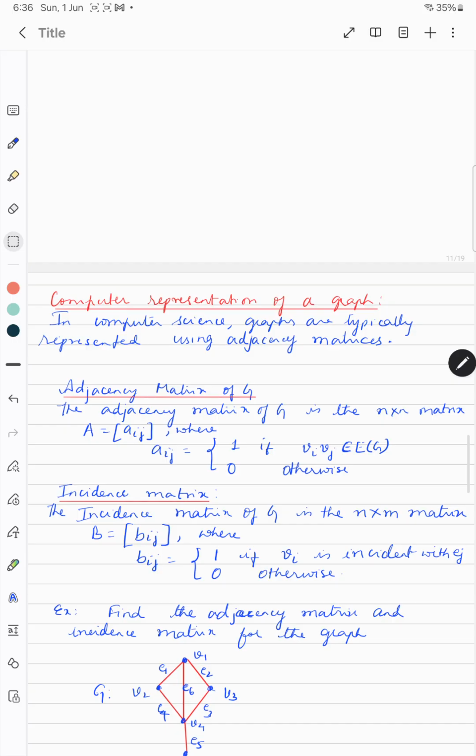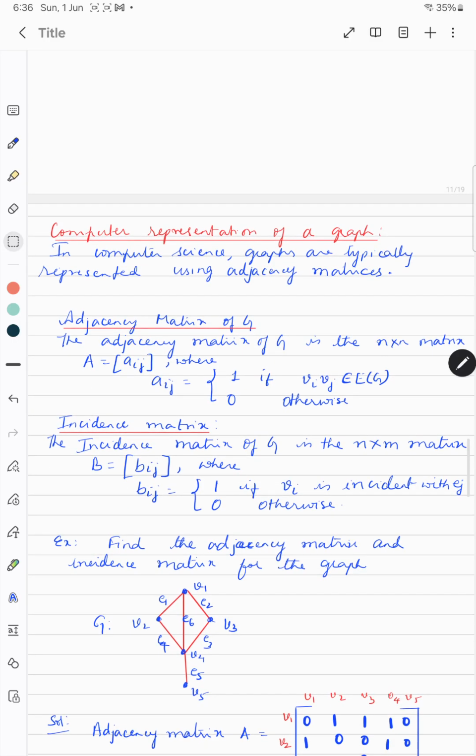We have another matrix which is called the incidence matrix. The incidence matrix of G is an n cross m matrix B, the array of elements Bij, where Bij takes the value 1 if Vi is incident with the edge Ej and 0 otherwise.